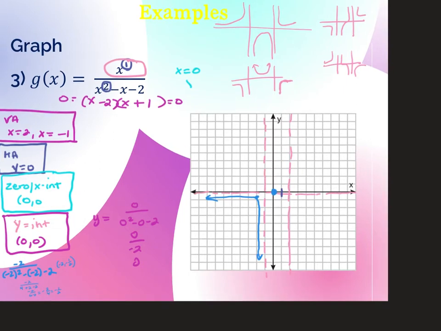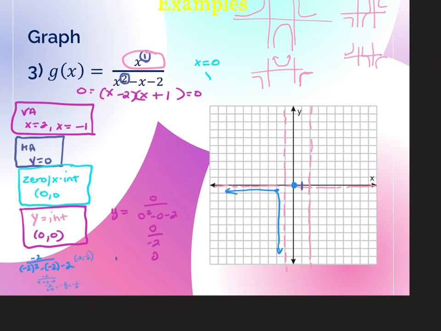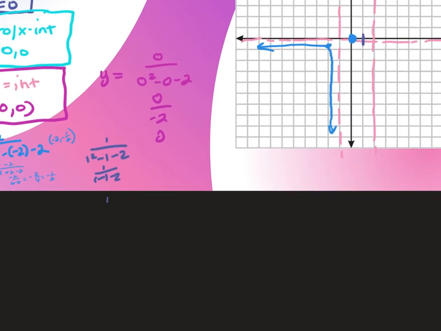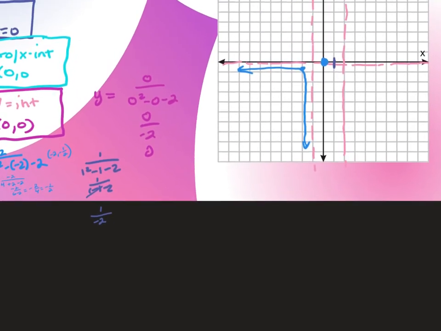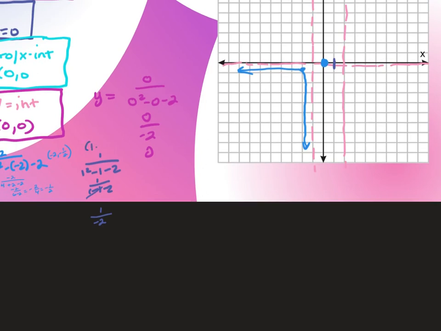So I plug in 1, and I get 1 over 1 squared minus 1 minus 2, 1 over 1 minus 1 minus 2, 1 over 0 minus 2, which is -1/2. So I have 1 and -1/2.